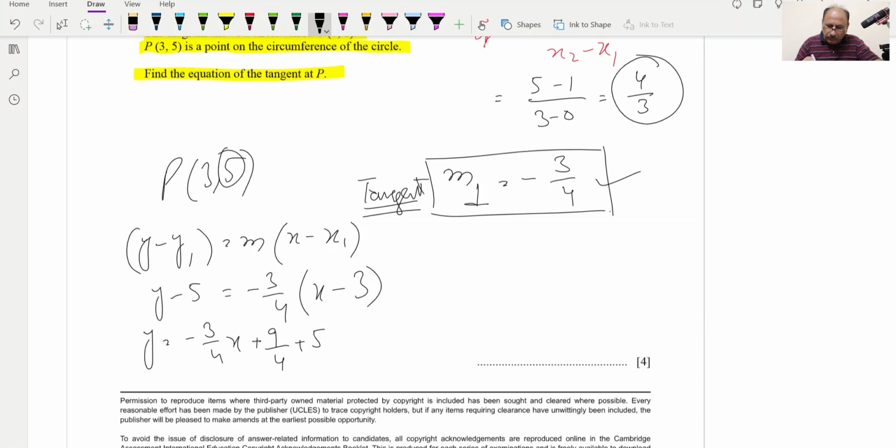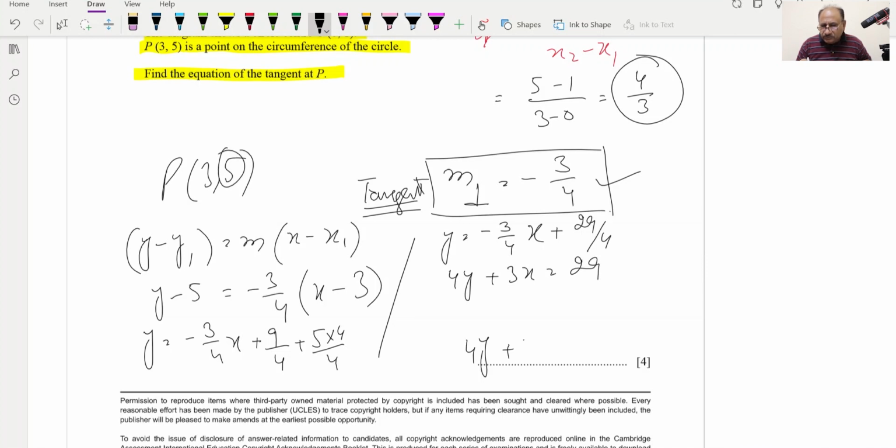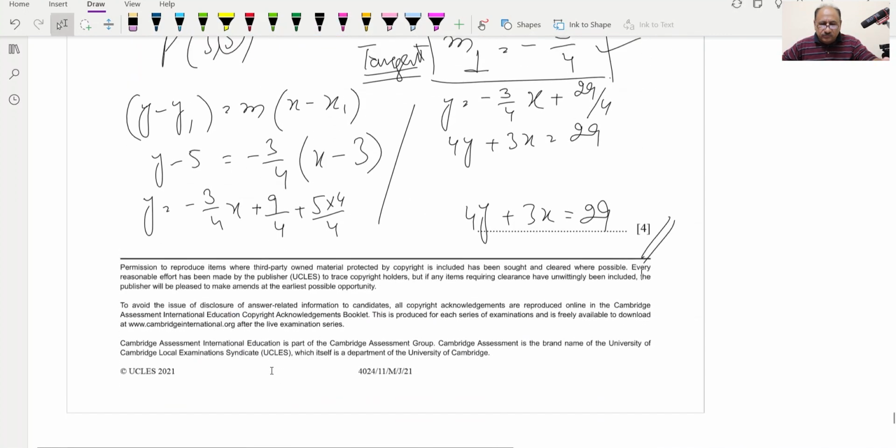This will be equal to y is equal to minus 3 by 4 x plus, we can multiply by 4 and divide by 4, this will be 20 by 4. So 20 by 4 plus 9 by 4, 29 by 4. Now 4 we can shift to the side, so 4y plus 3x will be equal to 29, and this is the equation. 4y plus 3x is equal to 29. This was 4-mark question which we have done.